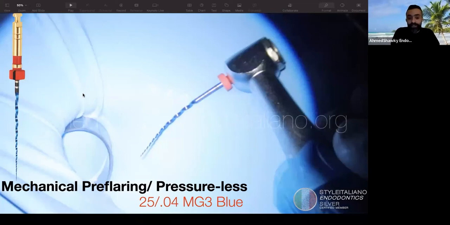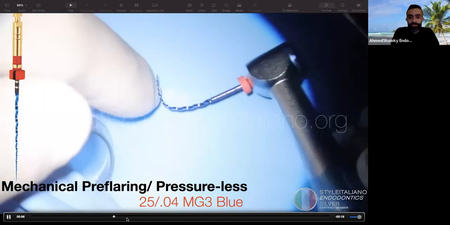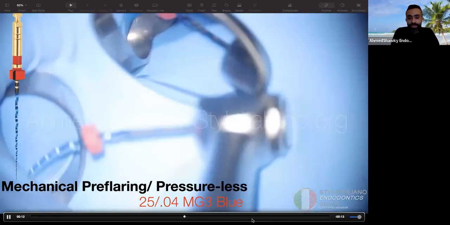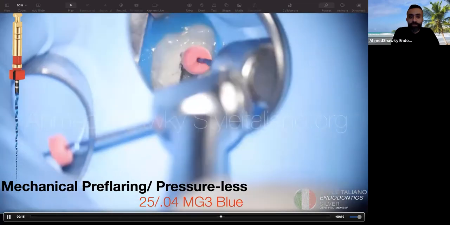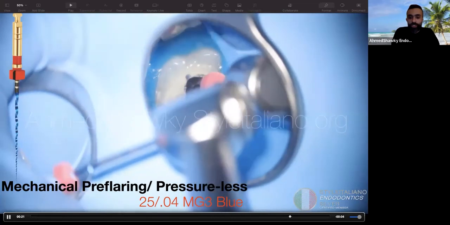Then we start pre-flaring. In a difficult canal, like we did in the premolar, I won't be able to use the starter. I won't be able to use the 25.06. I only can use the 25.04 for pre-flaring in this difficult canal. Maybe in other canals, I can use the starter or the 25.06. Here, you see the curving. See, amazing metallurgy. And then we insert it pre-curved, then we activate the motor and we brush and go out.